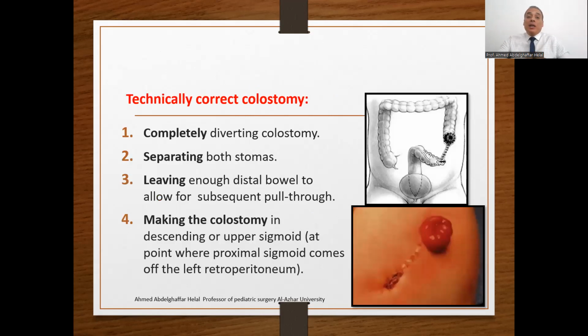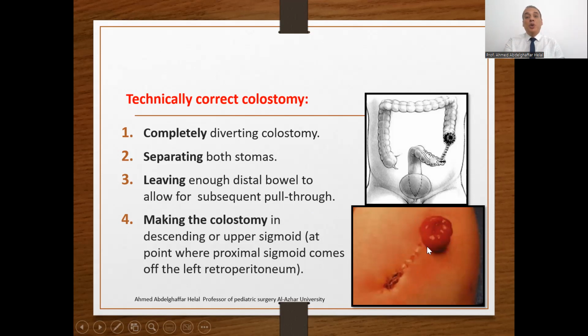How to perform a technically correct colostomy? Number one, in anorectal malformations, we need a completely diverting colostomy with separating both stomas. It's not allowed for the stool from the proximal stoma to pass to the distal stoma. Otherwise, there will be urinary tract infections, contamination, maybe sepsis. So we need a completely diverting colostomy, like this. We completely isolate the proximal from the distal part of the colon. We need completely isolated stomas.